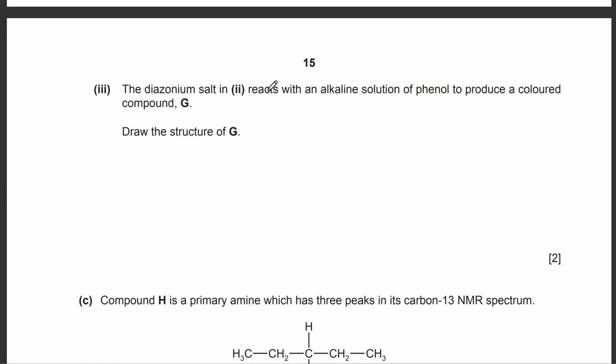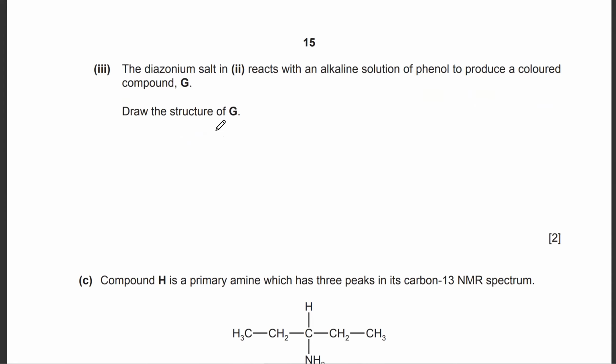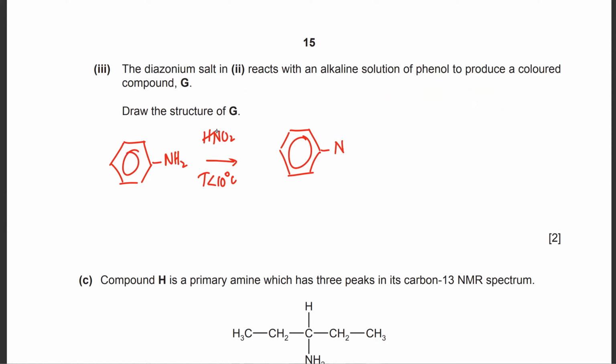Now the diazonium salt in 2 reacts with the alkaline solution of phenol to produce a colored compound G. Draw the structure of G. So I think he was talking about a phenylamine. That phenylamine was reacted with HNO2 and the temperature was less than 10. And it would then turn into a diazonium ion.